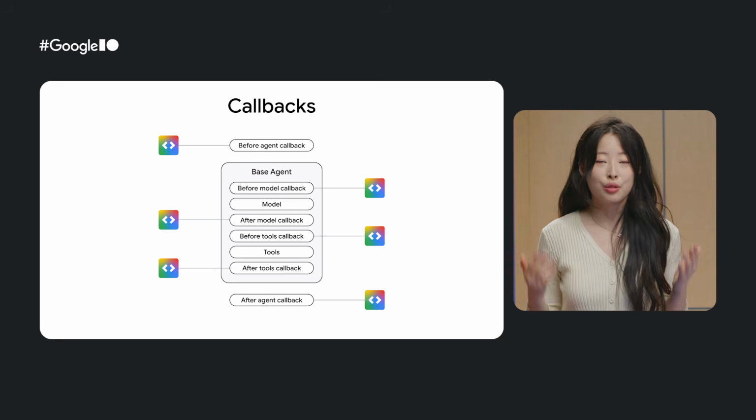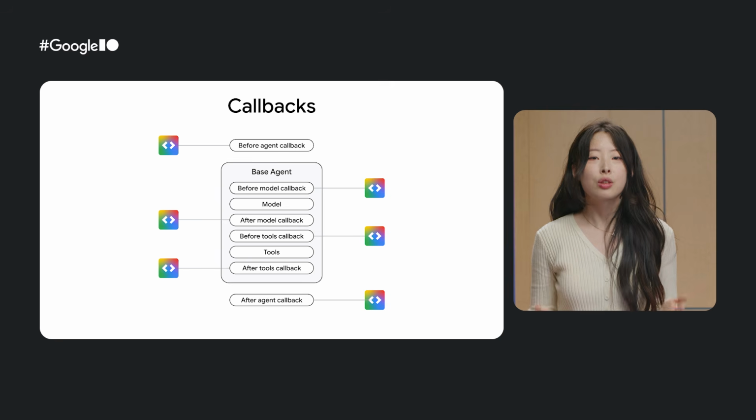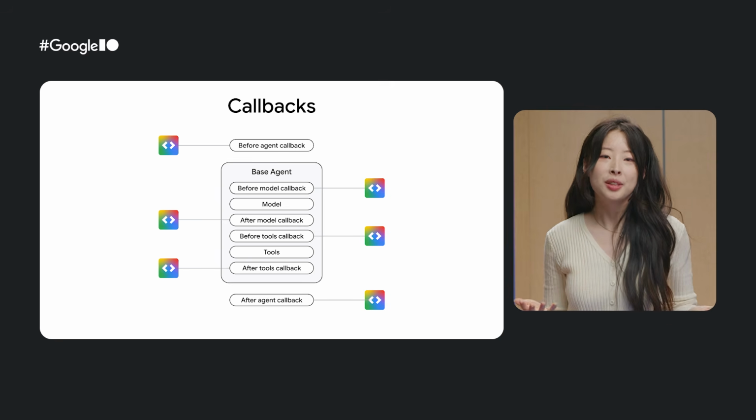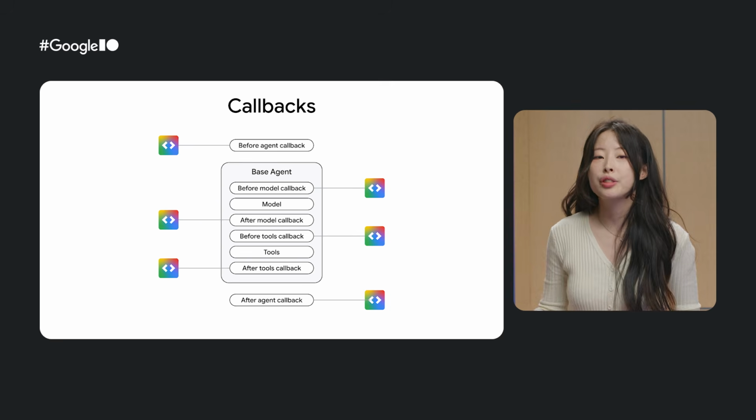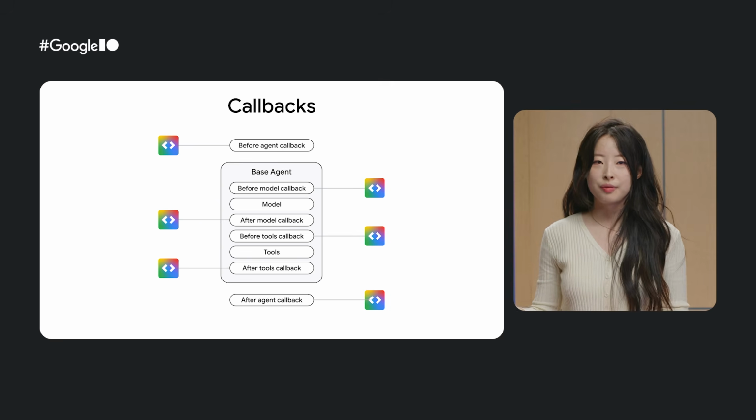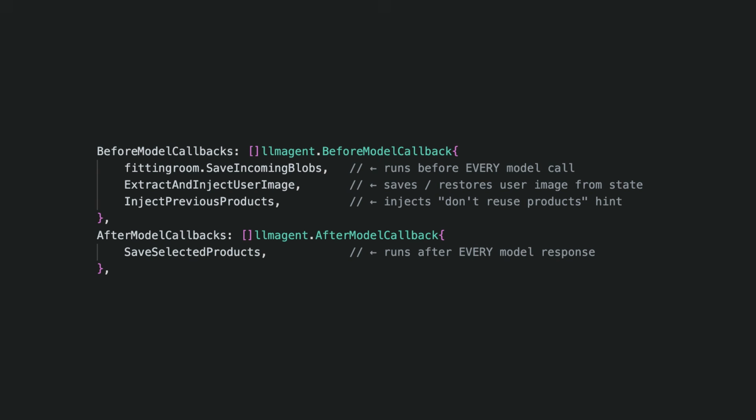ADK also gives you callbacks. Those are hooks at key moments. For example, before tool runs, after tool runs, and after model response. In our implementation, we use a callback to automatically save user uploaded images as artifacts, so they show up in the ADK web UI for easier debugging.